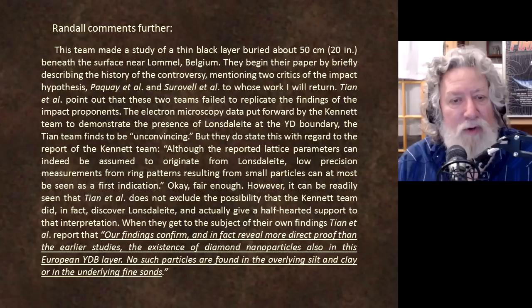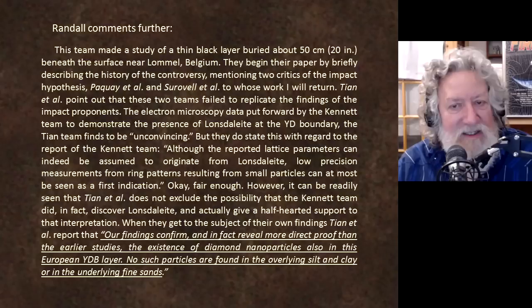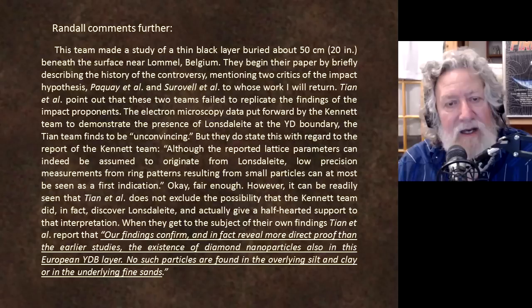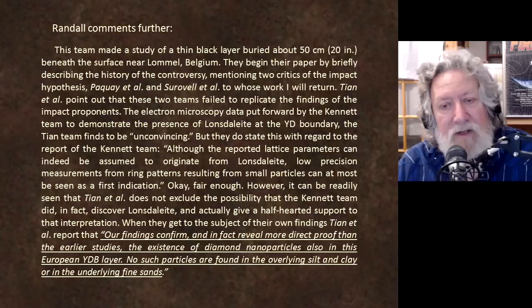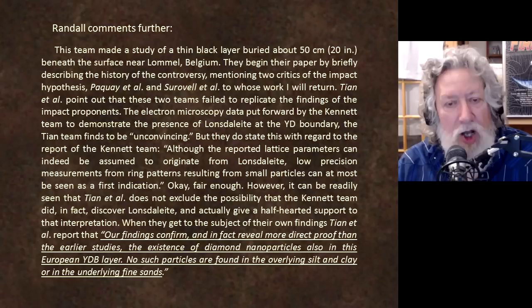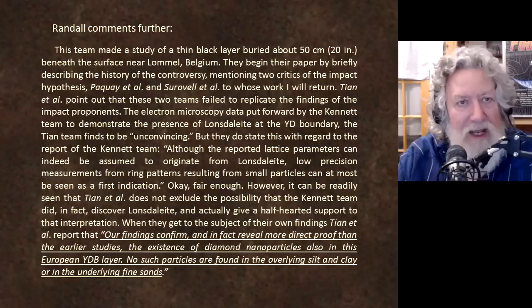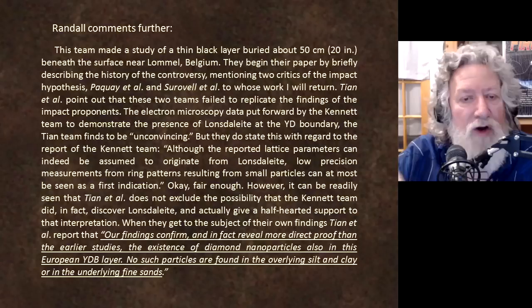When they get to the subject of their own findings, Tian and his team report, and I quote now, "Our findings confirm and in fact reveal more direct proof than the earlier studies for the existence of diamond nanoparticles also in this European Younger Dryas boundary layer." Now, the last sentence of the quote: "No such particles are found in the overlying silt and clay, or in the underlying fine sands." So in other words, they did look at the contiguous layers. Here's the boundary. They looked in the layers above. They looked in the layers below. They didn't find them. But they did find them right at the Younger Dryas boundary.